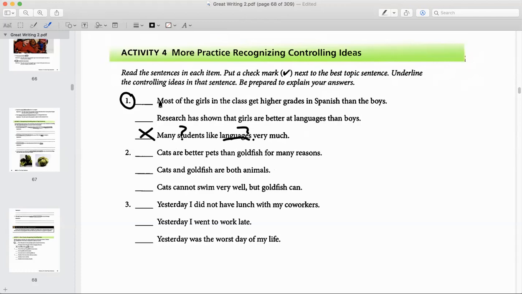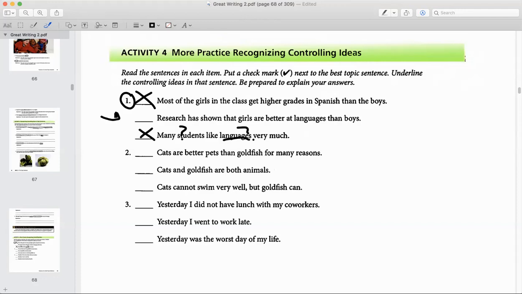All right, let's go up here to the first one. Most of the girls in the class get higher grades in Spanish than the boys. Well, if you remember earlier when we talked about what is a good topic sentence, we said that a good topic sentence should not be a general fact that everyone accepts as true. And this would be a fact. If I look at all the grades in the class, I can see, okay, the girls generally get higher grades in Spanish than the boys. There's really not a whole lot more you can say about that.